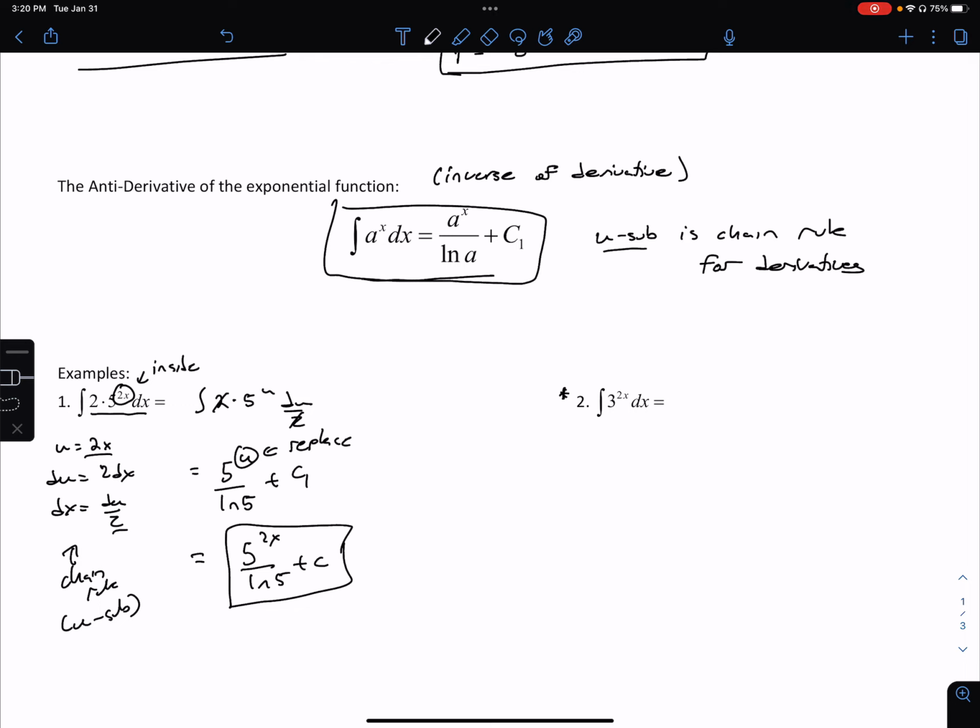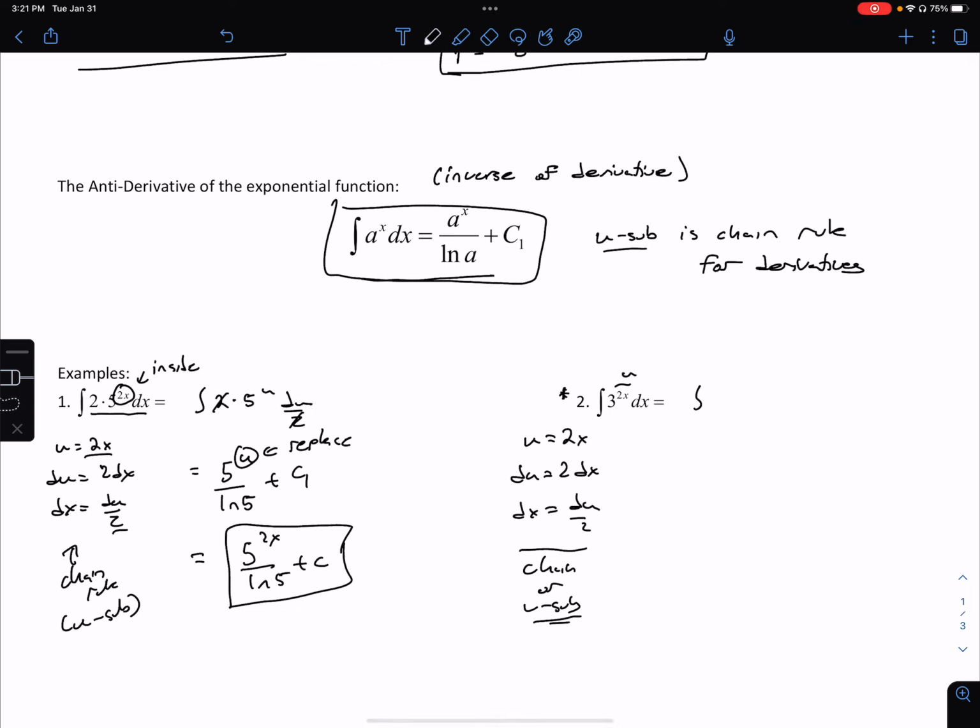You can pause the video. I'm going to go and do this one. This is our u sub. So we're going to let u equal 2x. Stay nerdy, my friends. Our du is 2 dx, and we get dx is du over 2. Again, this is my chain rule, or in this case, u substitution for antiderivatives.